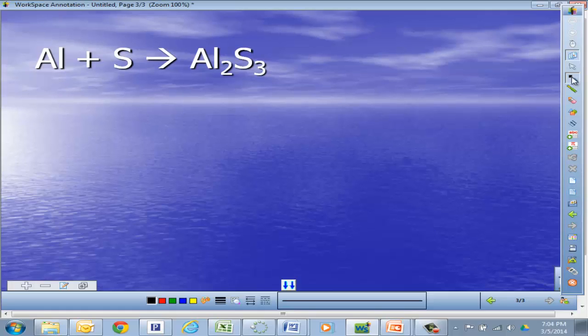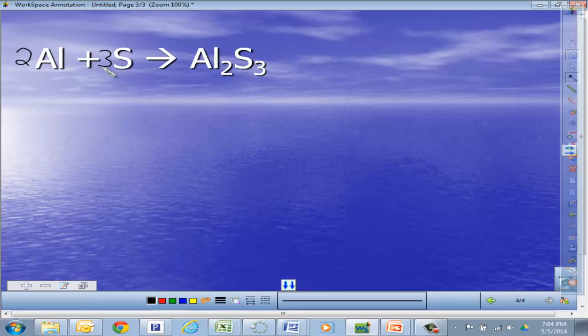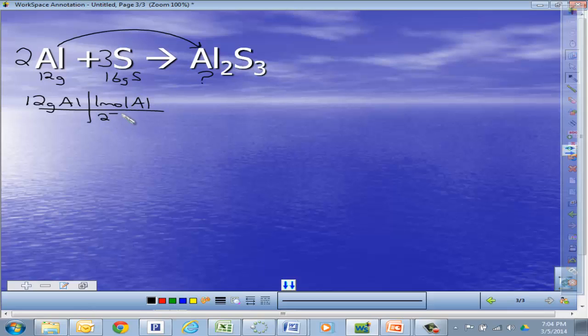Remember, number 1 says we need to balance this chemical equation. So balancing this chemical equation, we're going to probably need to put a 2 there and a 3 there. Okay, so that one's done. Number 2, it says to take one of the givens. If you remember back here, we have 12 grams of aluminum and 16 grams of sulfur. And the question is, how much aluminum sulfide gets produced? Remember what I said, we're going to take one of these and go to aluminum sulfide. So I'm going to start off with 12 grams of aluminum. 1 mole of aluminum weighs 27 grams.